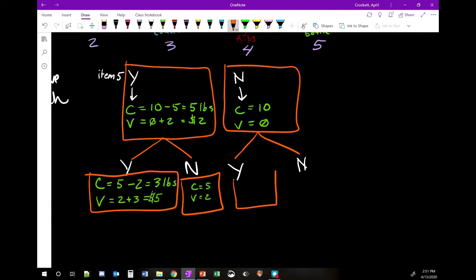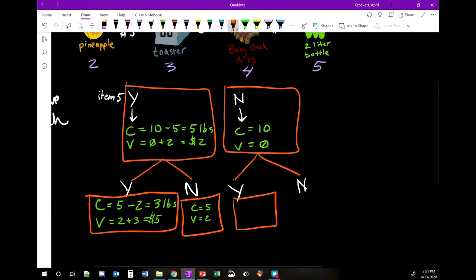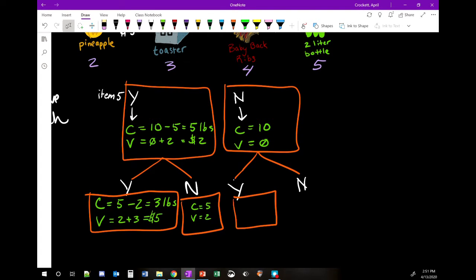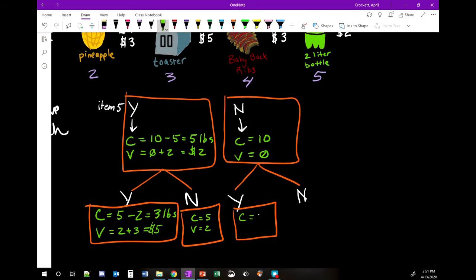Now if we said no to item 5, which was the Mountain Dew, but we say yes to the ribs, then our capacity is now 10 minus 2 pounds, so 10 minus 2 would give us 8 pounds left. And our value is 0 plus 3, so it's now 3. And if we had said no to the baby back ribs and we had previously said no to the Mountain Dew, then our capacity is still 10, our value is still 0.